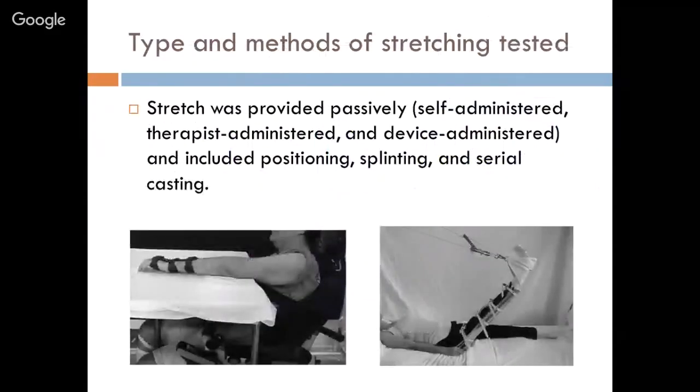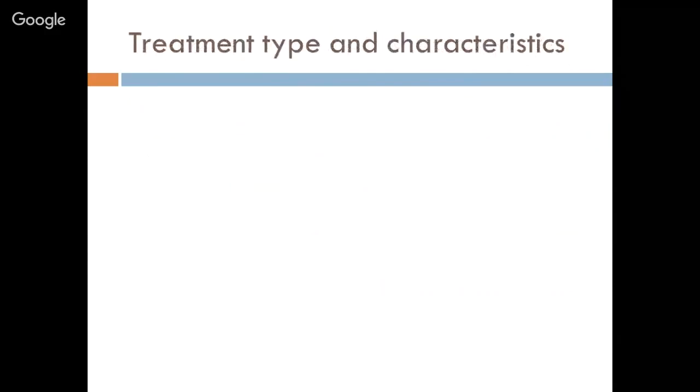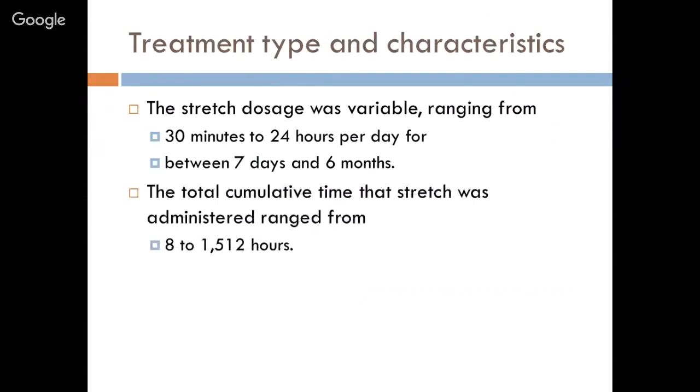And before that, in the current studies, different types and methods of stretching are applied, which are also what we do clinically: self-administered and therapist-administered stretching, and also using particular devices, which included positioning, splinting, serial casting, manual stretching, and most of what we do clinically. And then the type and dosage: some respondents to the pre-webinar survey also asked, is there a particular dosage that would produce better results than others?